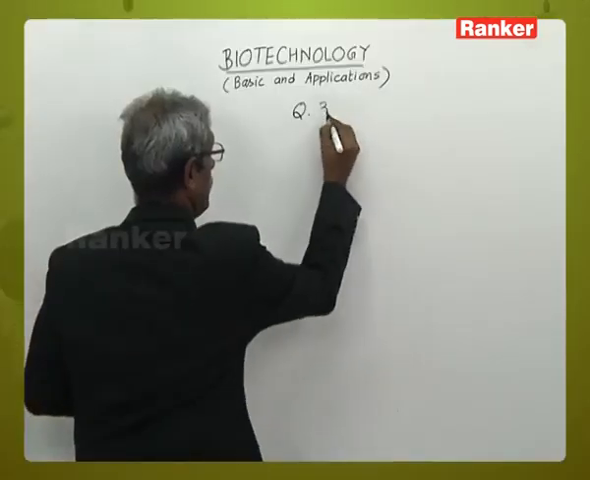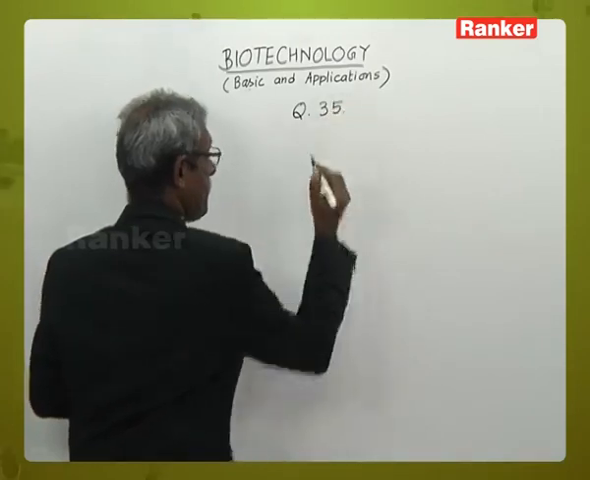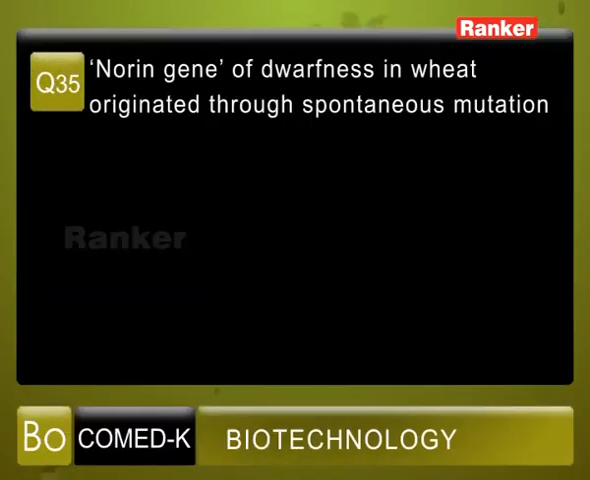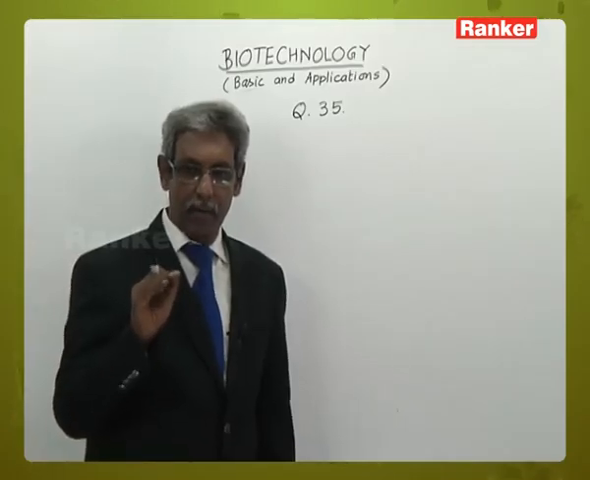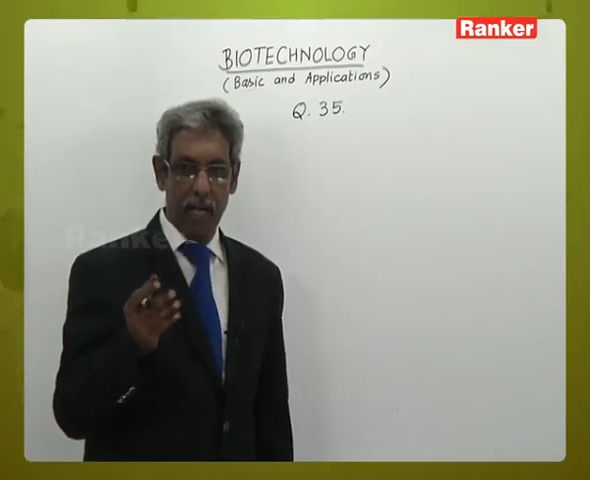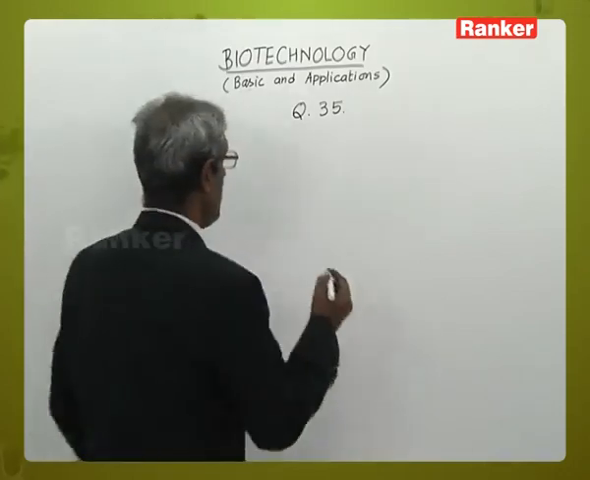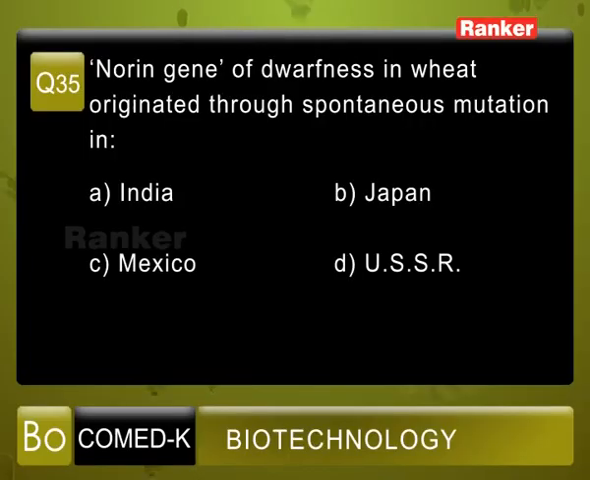We go to question number 35. The non-lodging gene of dwarfness in wheat has originated through spontaneous mutation at A. India, B. Japan, C. Mexico, and D. USSR. The gene for wheat dwarfness has been developed from a Japanese variety. Hence, the answer is B.